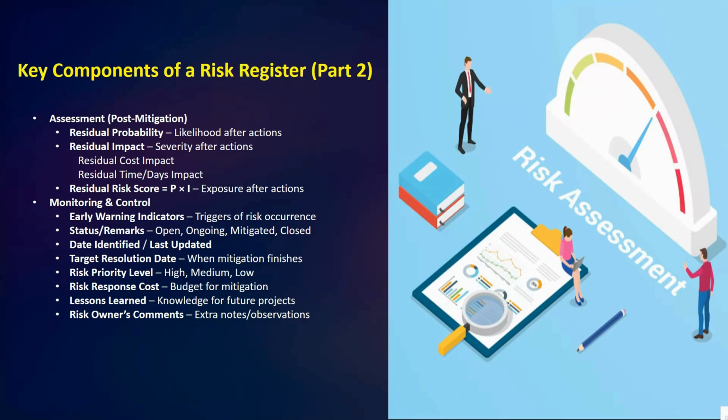Okay, so other important details include the risk priority level: high, medium, and low. The risk response cost means the budget for mitigation, then any lessons learned for future projects, and risk owner comments for additional notes. Okay, so here you can see all the information we have. By including all these components, a risk register becomes a complete tool for managing risk, not only identifying them, but also planning, monitoring, and ensuring accountability. Okay, so I hope all these components are clear. So move next.